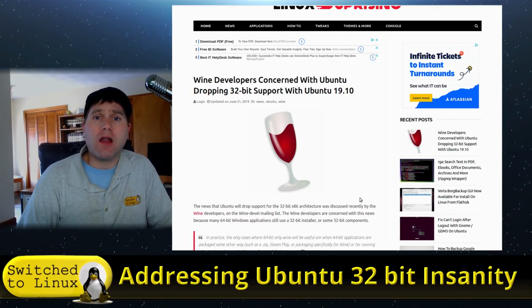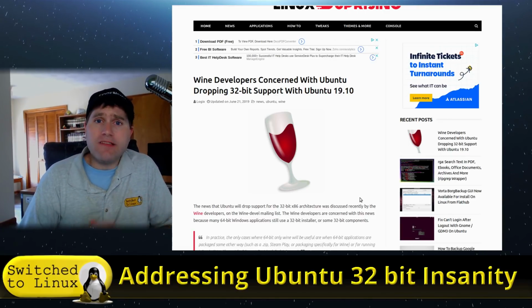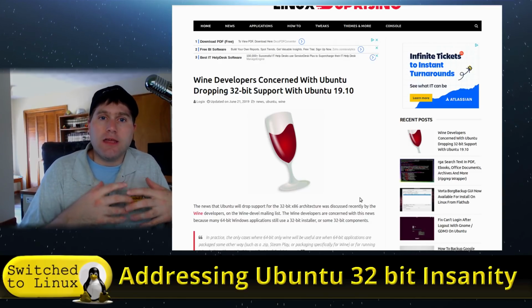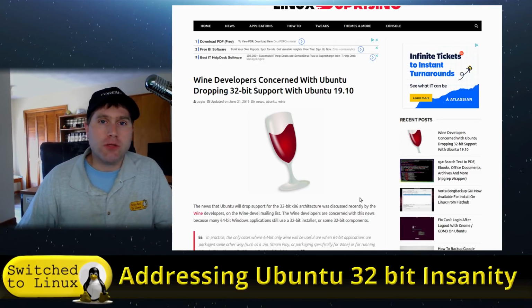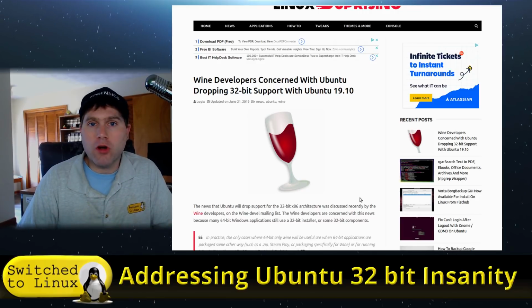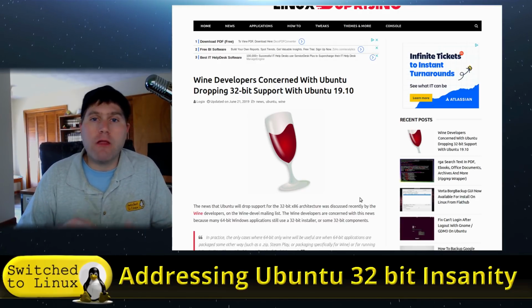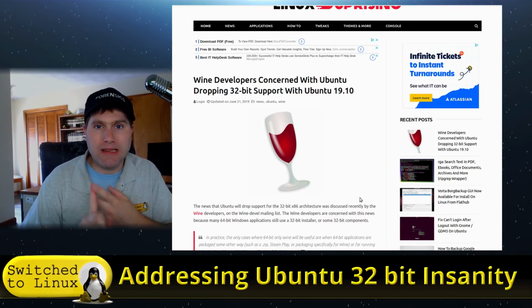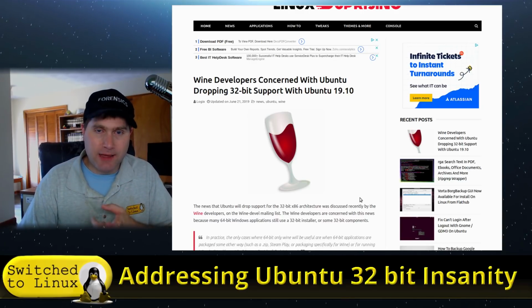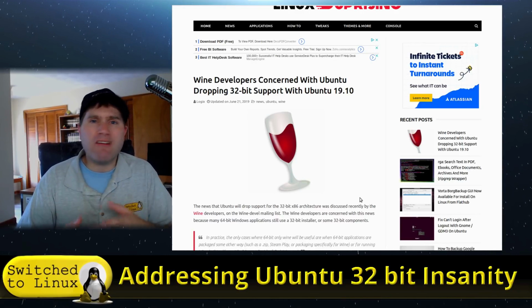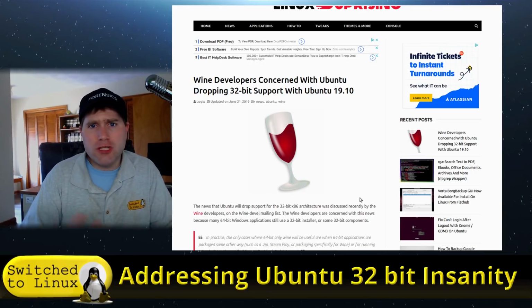Now, why was Canonical even thinking about this? Well, it's no secret that Ubuntu is gearing themselves more towards an enterprise-type system. They stopped working on the Unity desktop so that they could refocus their priorities back into the cloud and IoT. Those are areas that don't really need 32-bit support.